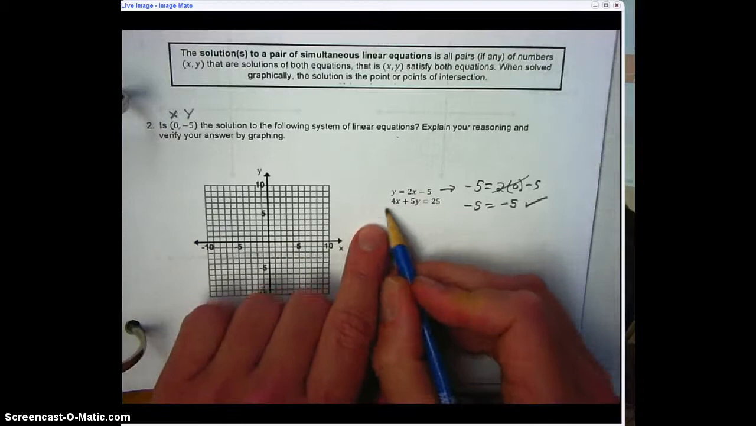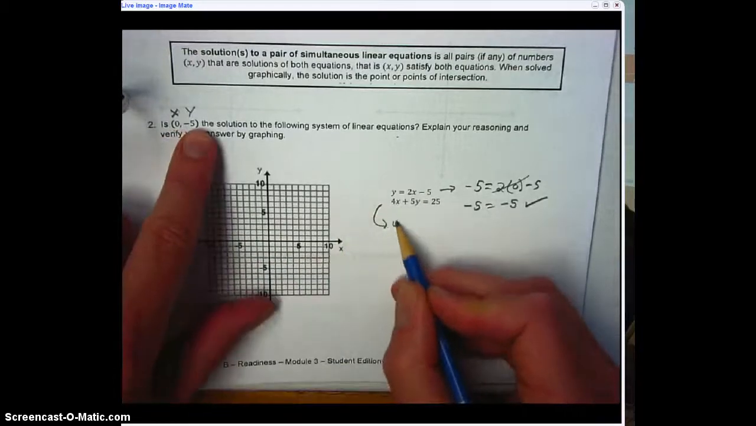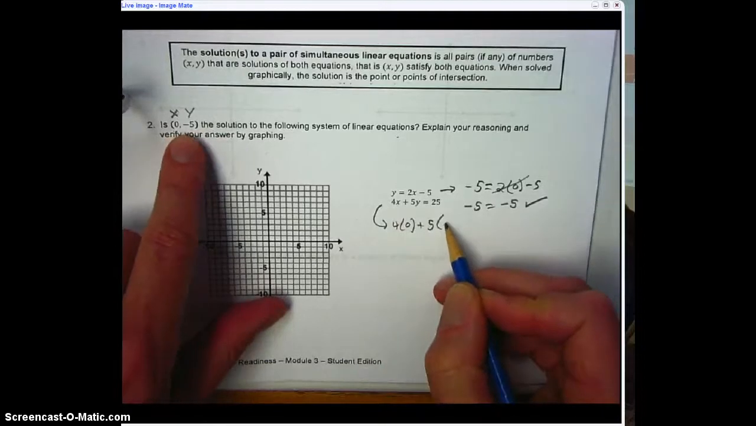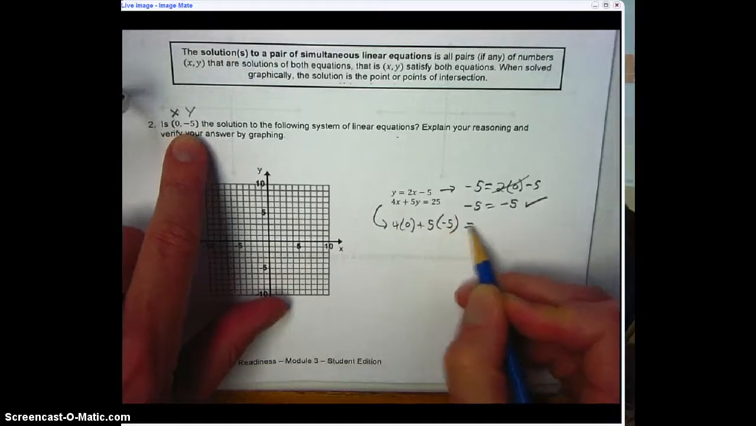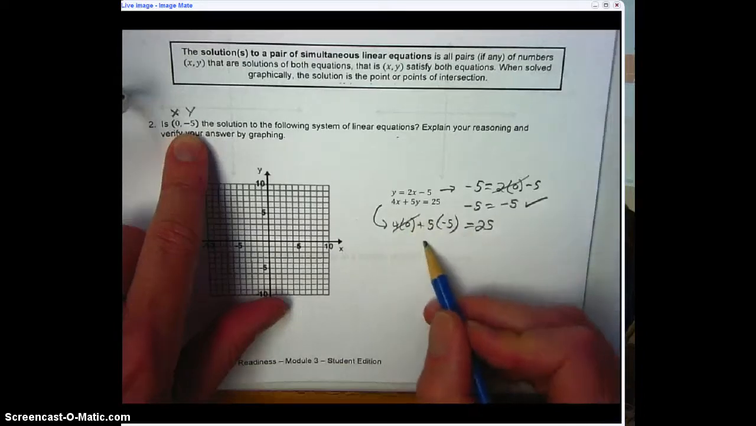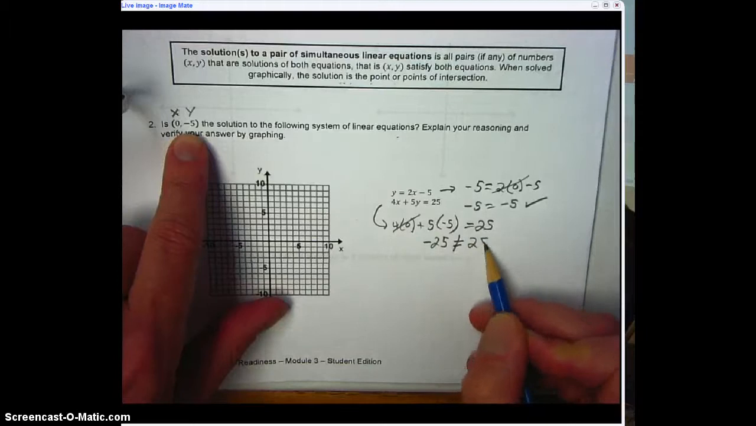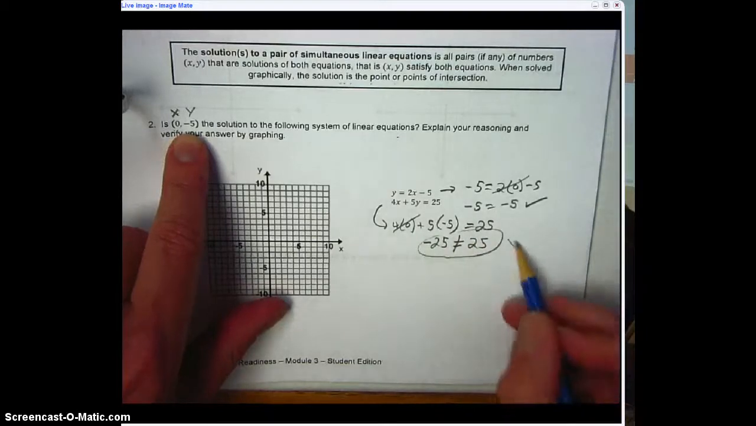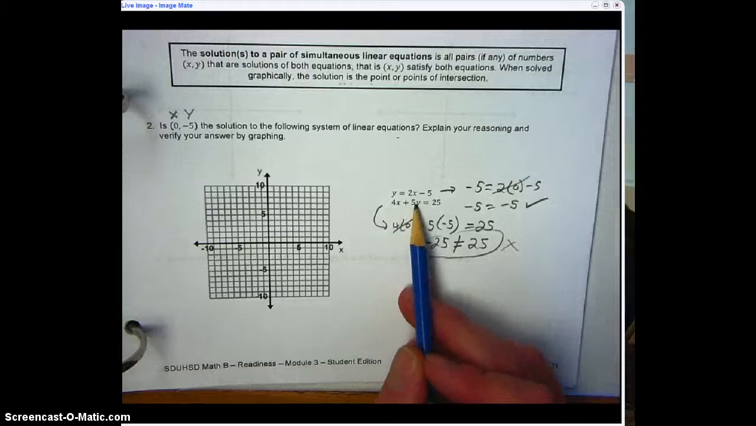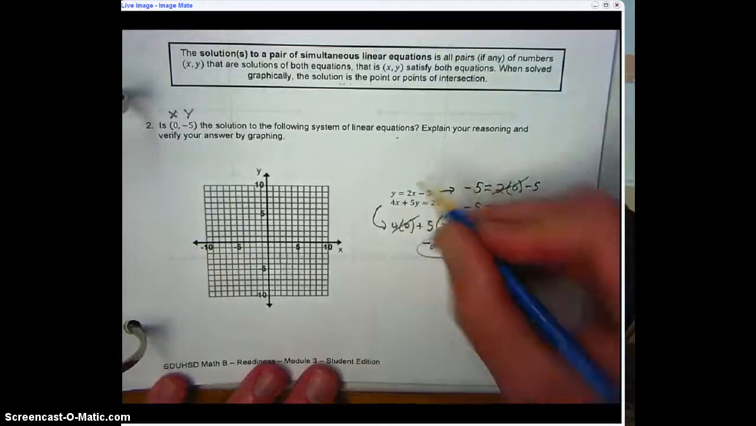Now let's do it in the bottom one. So again, you're replacing x with 0 and y with -5. So 4 times 0 plus 5 times -5 should equal 25, and let's see if that's true. This is nothing. This is -25, which does not equal 25. So this one's no good. Okay, so what that means is that these two equations don't intersect at that ordered pair, and now we've got to prove it. So let's graph the top one.